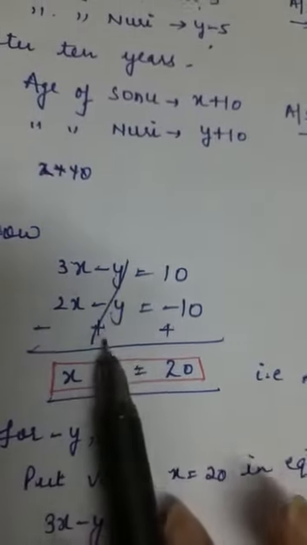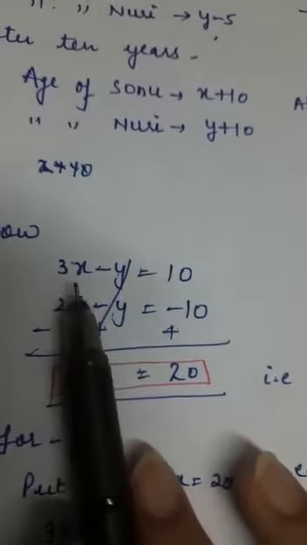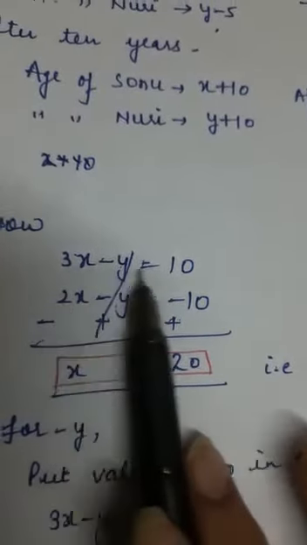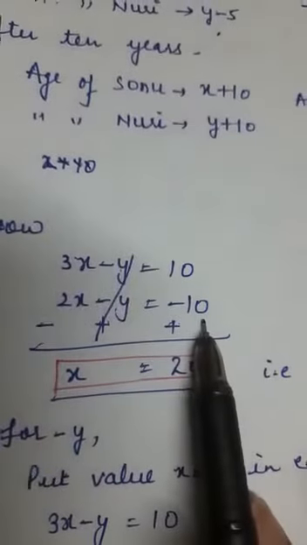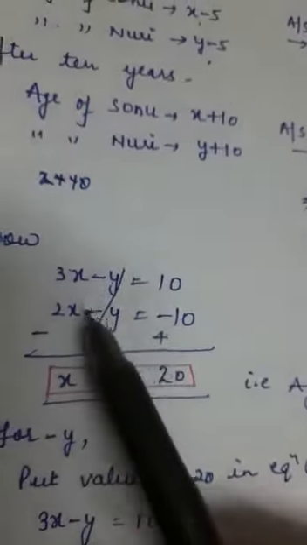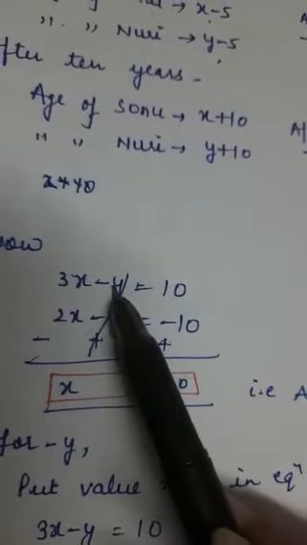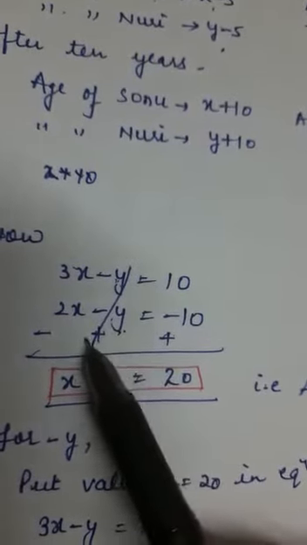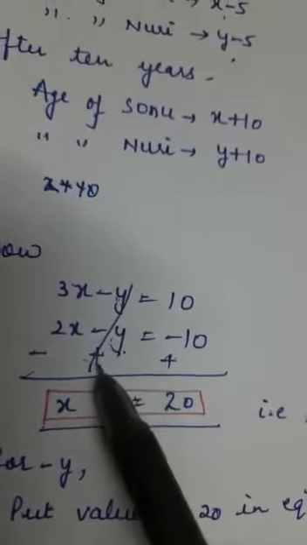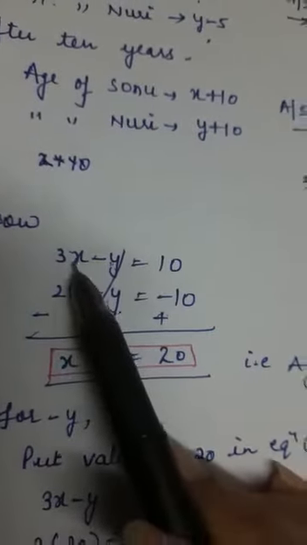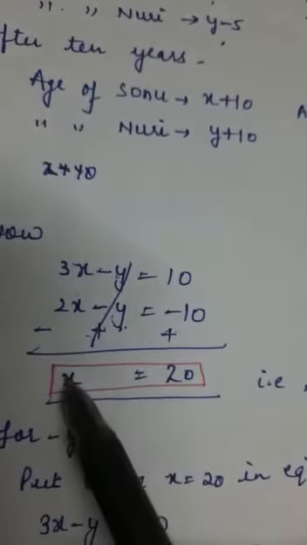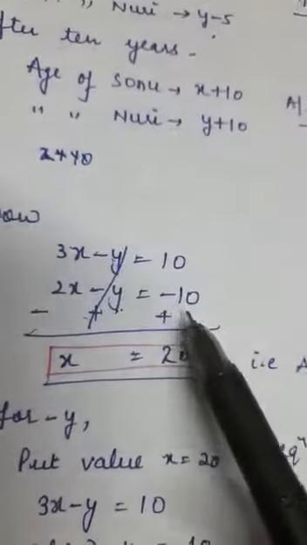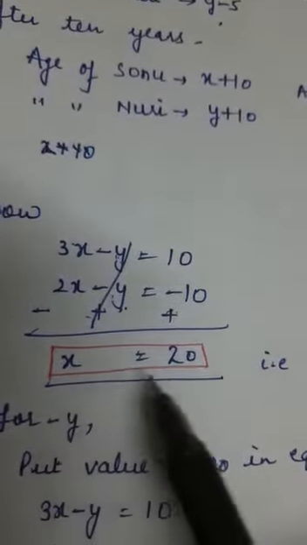Directly also you can solve. We can multiply the whole equation by 2 and the whole equation by 3 also. But what we had done, we had just eliminated y. Just see, minus y is there, minus y is there. Both have the same value. By changing sign, what will happen? It will be cancelled. So what will I get? 3x minus 2x, that is x. 10 plus 10, that is 20. So x is equal to 20.